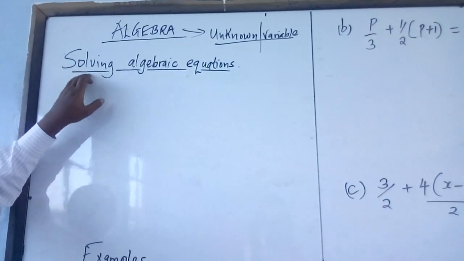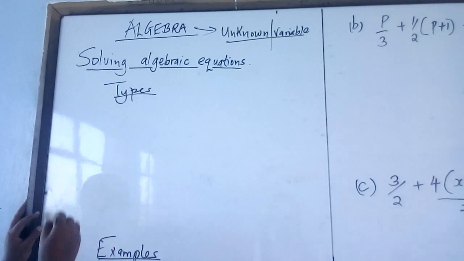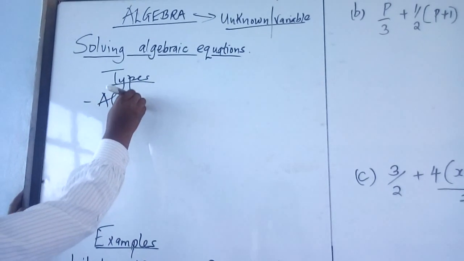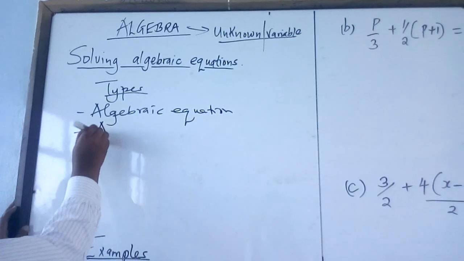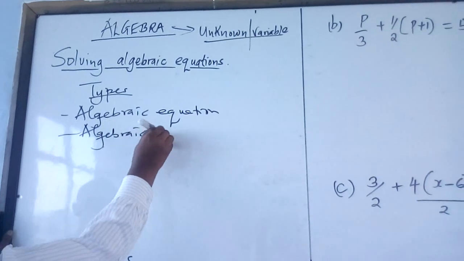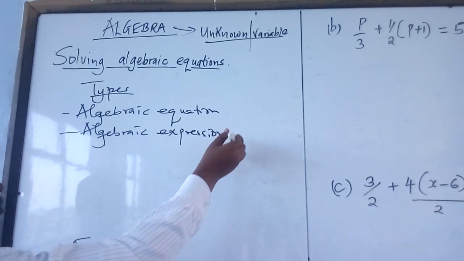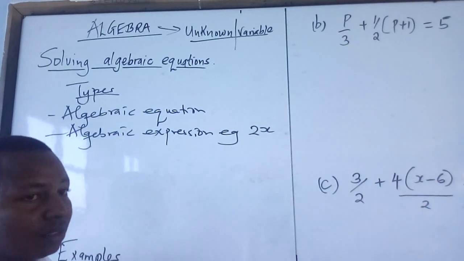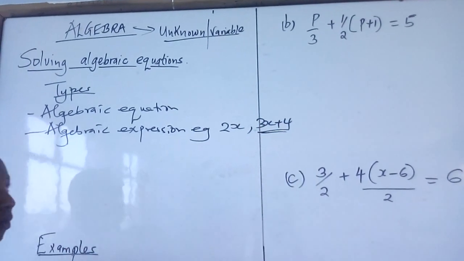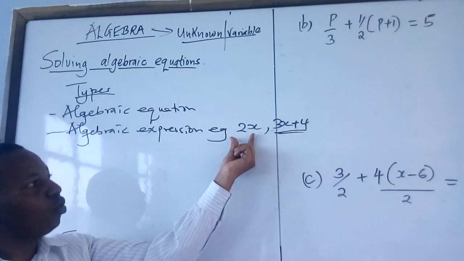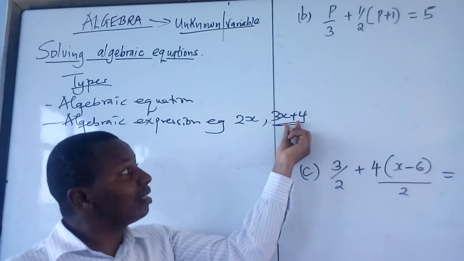Before we solve algebraic expressions, it is good that we know that we have types. The first one is algebraic equation and algebraic expression. To explain this, an expression, for example, if you have 2x, that's an expression. If you have 3x plus 4, that's an expression. So in other words, it can represent a group or two or more groups combined using a sign of addition or subtraction.